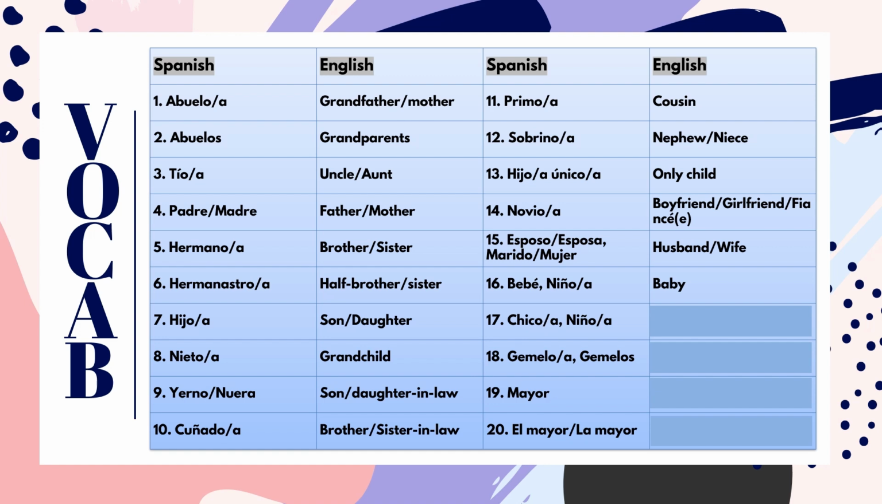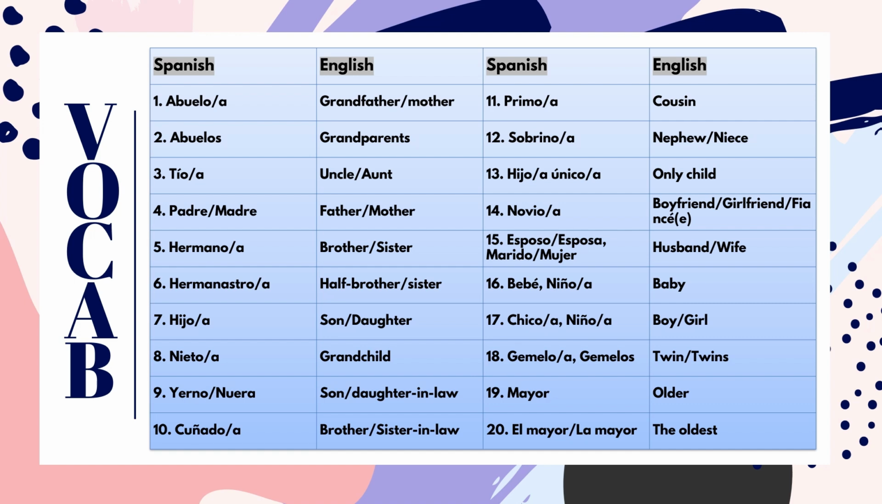Bebé, niño, a baby. Chico, chica, or niño, niña, could be a boy or a girl. Gemelo, gemela, gemelos, twin or twins, depending. These are non-identical twins, not that it matters specifically in GCSE. Mayor is older, and if you said el mayor or la mayor, you would be saying the oldest. So like mi hermana mayor is my older sister, but mi hermana es la mayor, my sister is the oldest. So that's an example of how we would use it.